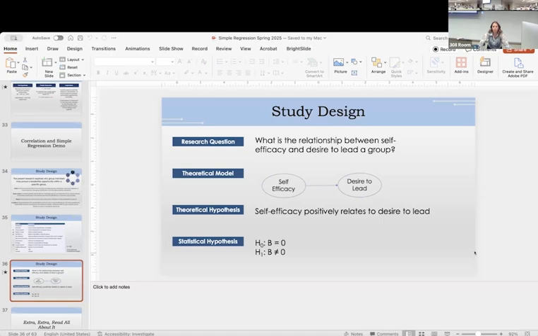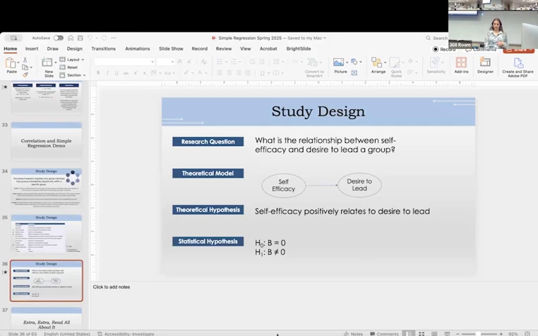And then this is really important. What is our statistical hypothesis? Well, what would the null hypothesis be conceptually? No slope. What does that mean conceptually though? No relationship. The null hypothesis would be that self-efficacy and desire to lead are not related. And if they're not related, that would mean the slope would be flat. And what would the coefficient or parameter estimate be if the slope were flat? Zero. Good. So our null hypothesis for any predictor is B equals 0, and our alternative hypothesis is that B equals something other than 0.